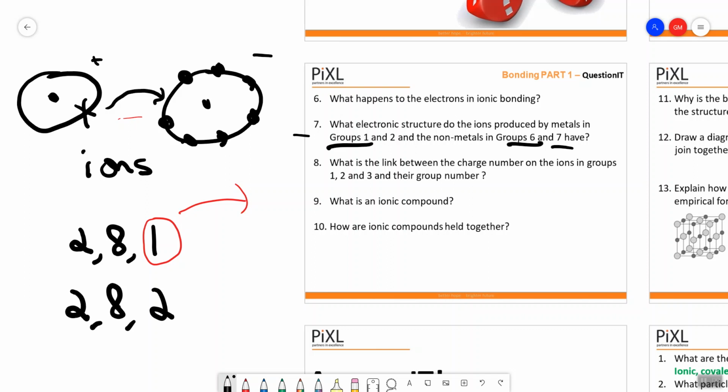Okay, so group 7 you might have 2 in the first shell, 7 in the next shell, or 2 in the first shell, 8 in the next shell, 7 in the outside shell. That's all electronic structure means, it's the number of electrons.